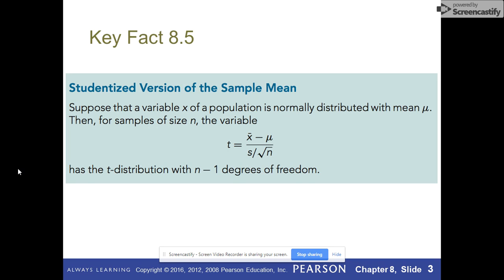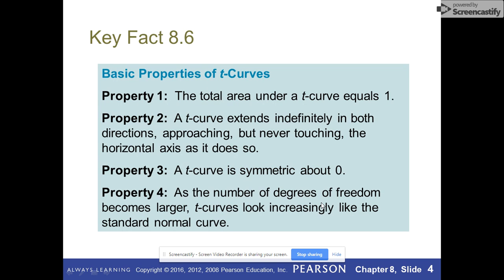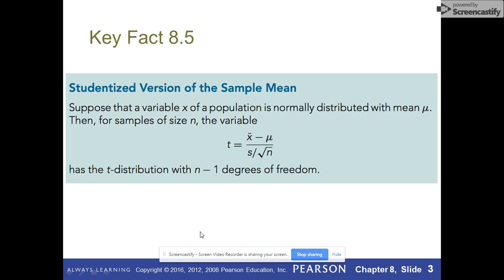So remember, you may have to go back and practice calculating a sample standard deviation if you were given raw data. Or if the data was large enough, you might want to use SPSS to calculate that standard deviation. Let's go back. So at the bottom, you see the t distribution has n minus 1 degrees of freedom. You're going to need to know how to find the degrees of freedom in order to look up a t value on a table.